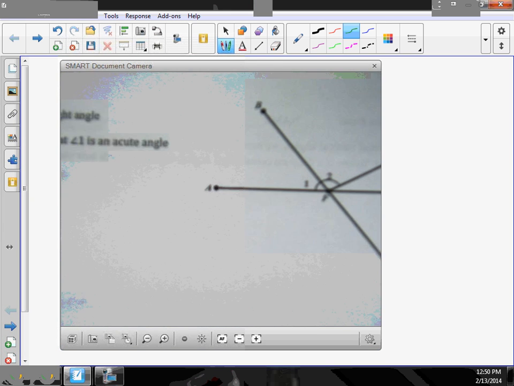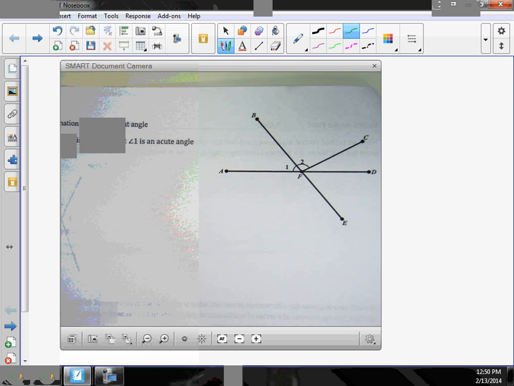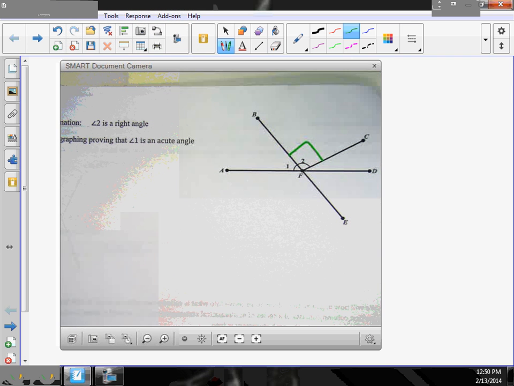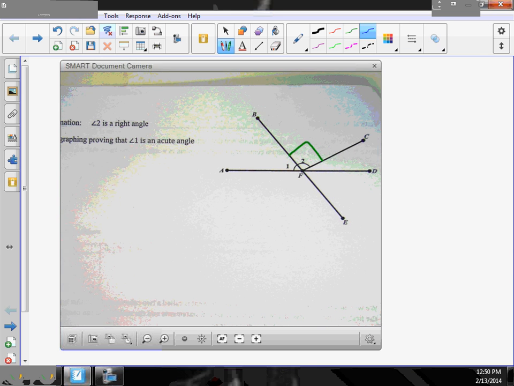Okay, for this page, we're going to assume that straight lines are straight. All we know is that angle 2 is a right angle. We want to prove that angle 1 is acute. How can we do that?